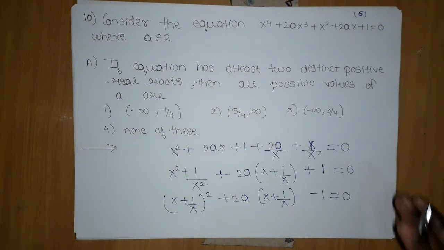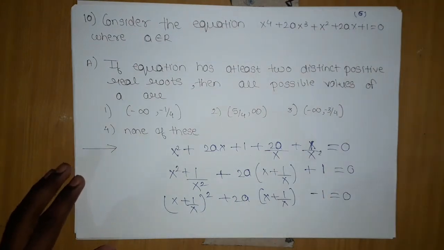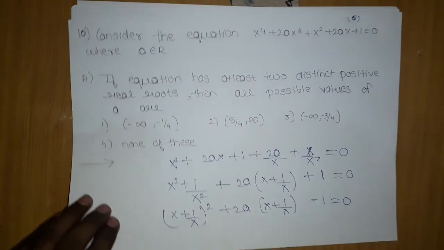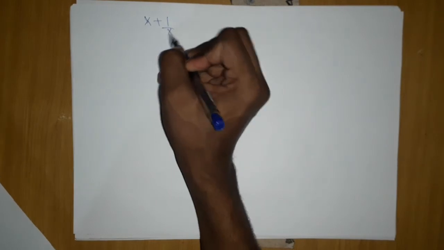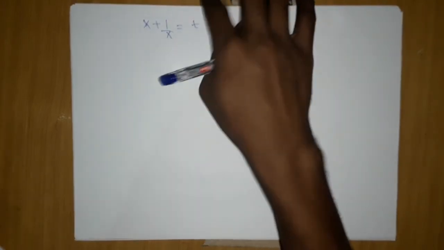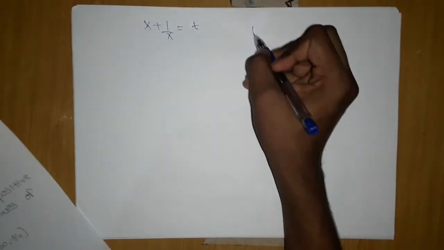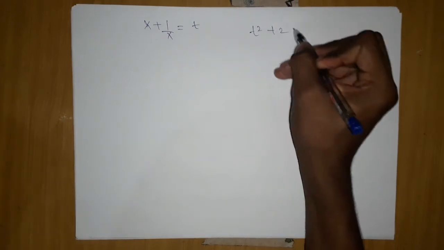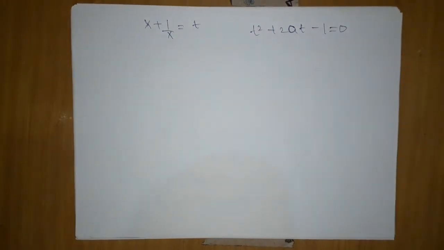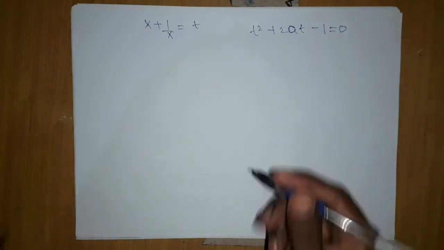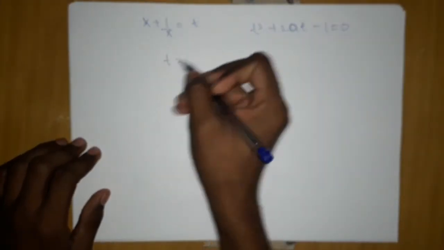Now let's consider x plus 1 upon x as t. Let me take the next page. x plus 1 upon x equals t. So what will be formed? t square plus 2a t minus 1 should be equal to 0. Now what can we do? Let's find the t.